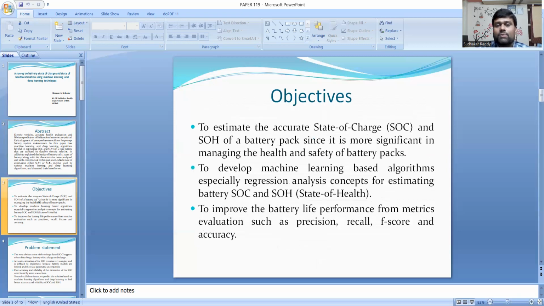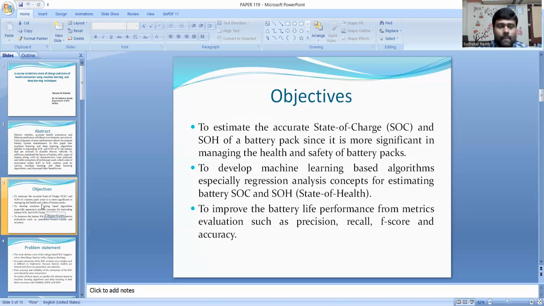Next, what are the objectives in my paper? To estimate the accurate state of charge and state of health of a battery pack, since it is significant in managing the health and safety of battery packs. To develop machine learning based algorithms, especially regression analysis concepts, for estimating the battery SOC and SOH. To improve the battery life performance from metric evaluations such as precision, recall, F-score and accuracy.